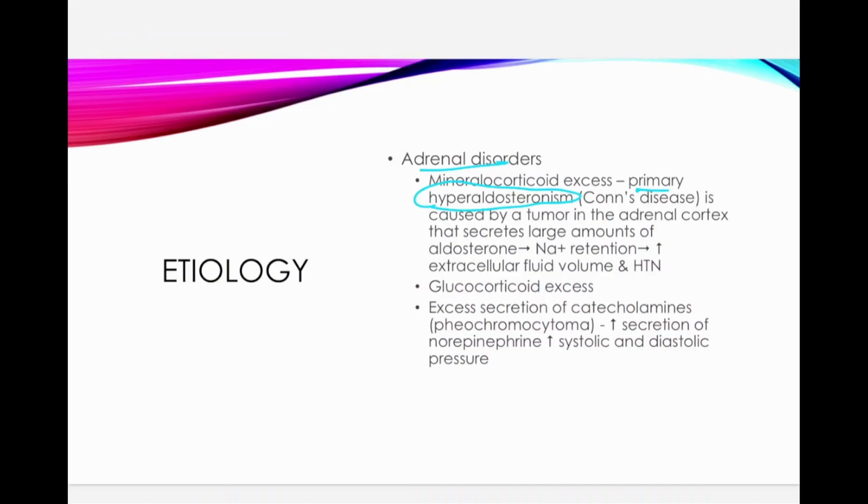So that's hyperaldosteronism. If you have too much aldosterone, too much sodium and water resorption, increases your pressure. Glucocorticoid excess, that's your cortisols. That being high can also, obviously through sympathetic nervous stimulation, make your blood pressure go up as well.